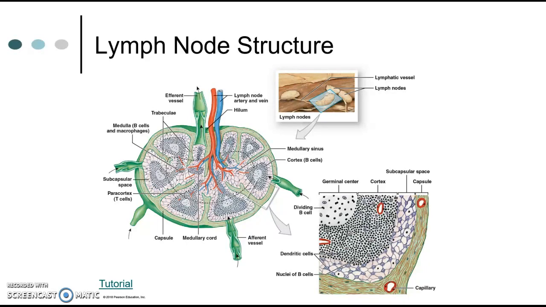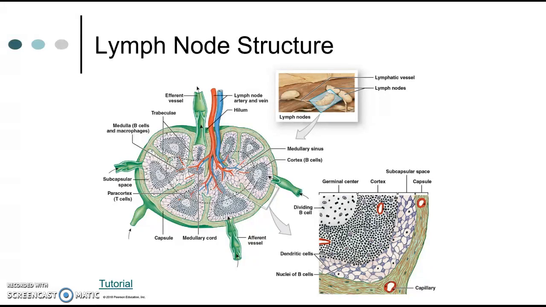This right underneath the capsule in this subcapsular space here, this is where you'll see dendritic cells, and you can see it here showing you those dendritic cells as well, right in that subcapsular space. And that's what will start an immune response.